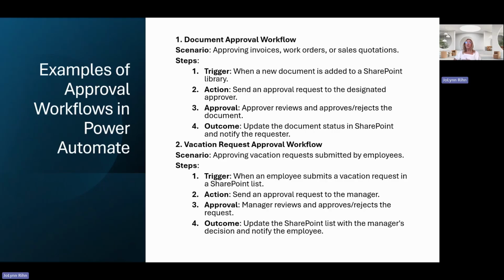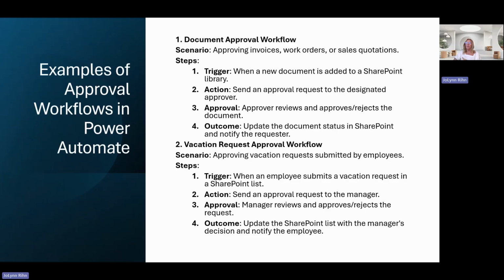So what exactly can you use these for, and what are the scenarios behind them? How does this all work? Well, if we have an invoice that needs to be approved, a work order, sales quotes, those types of things, the steps are going to be that we create a trigger. An example of that would be when a new document is added to a SharePoint library. That could be the trigger. As soon as a new document is added, it sends an approval request to the designated approver. So whoever we set it up to say they need to approve this file as soon as it goes in that document library.